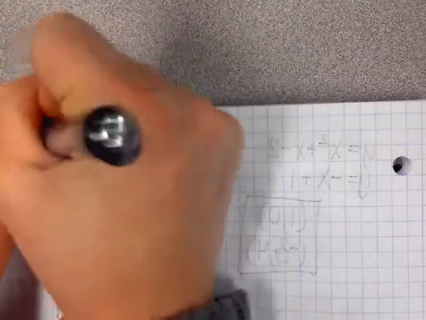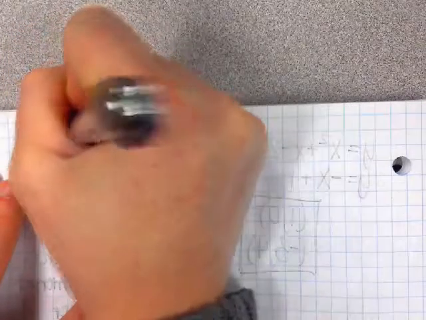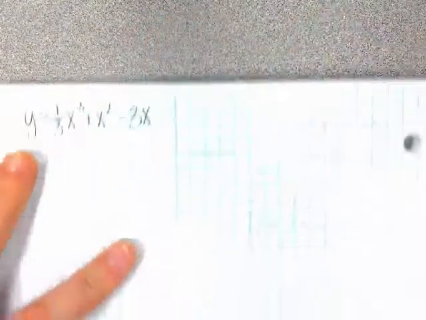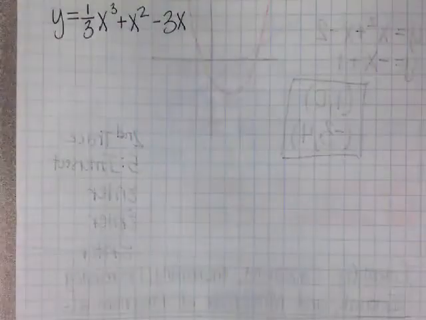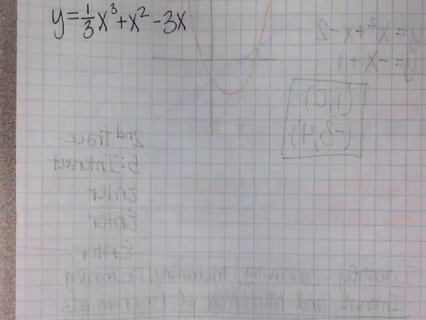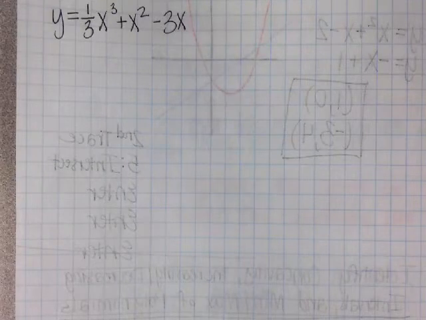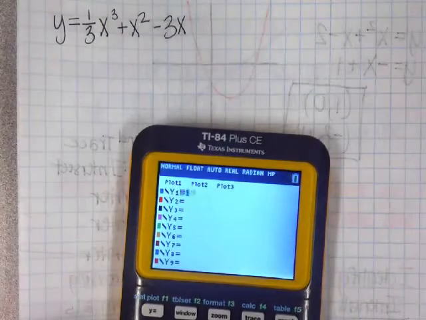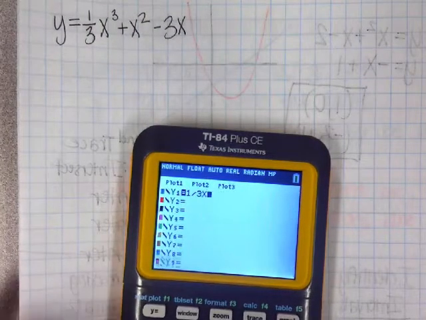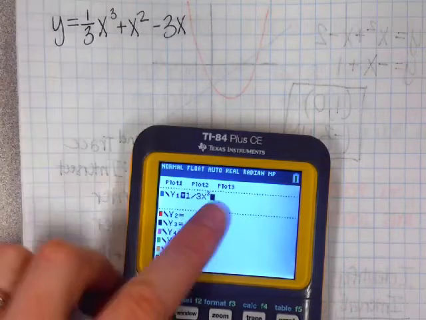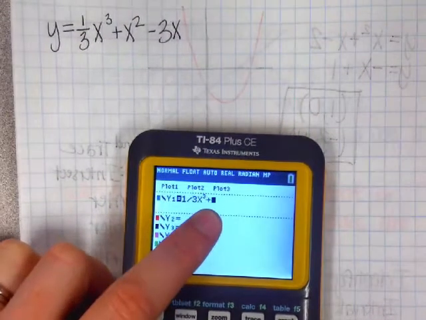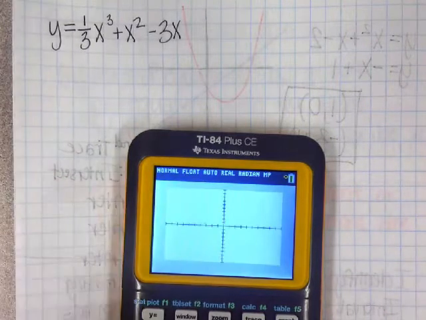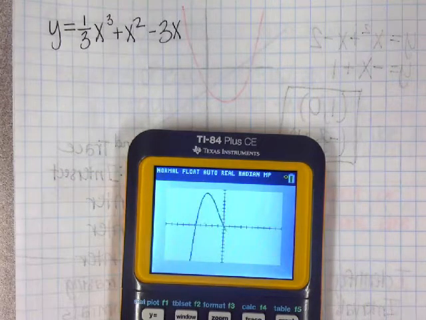So if I have y equals 1/3 x cubed plus x squared minus 3x. Okay, go ahead and type this in. So 1/3 x cubed. Make sure to always hit the over arrow so that it comes down out of the exponent. Graph.